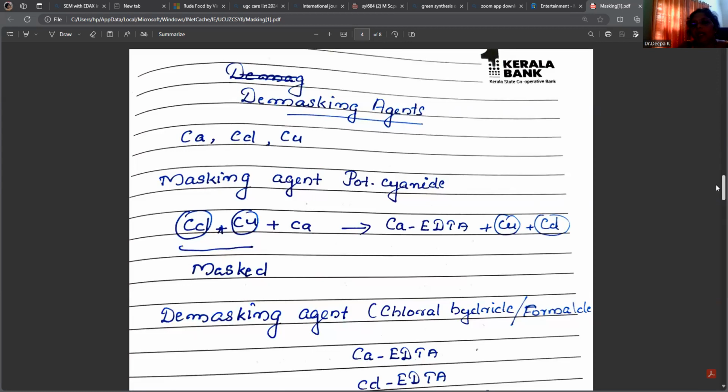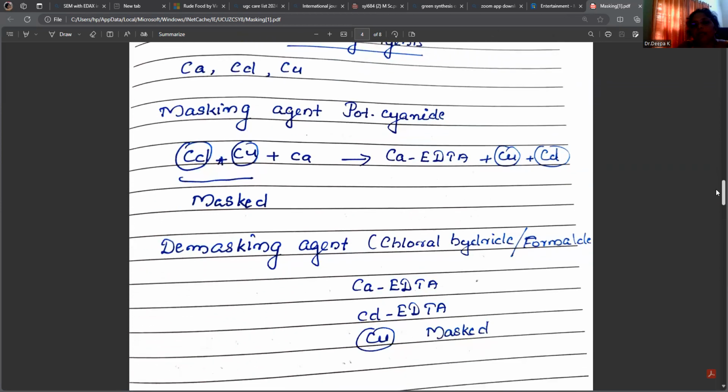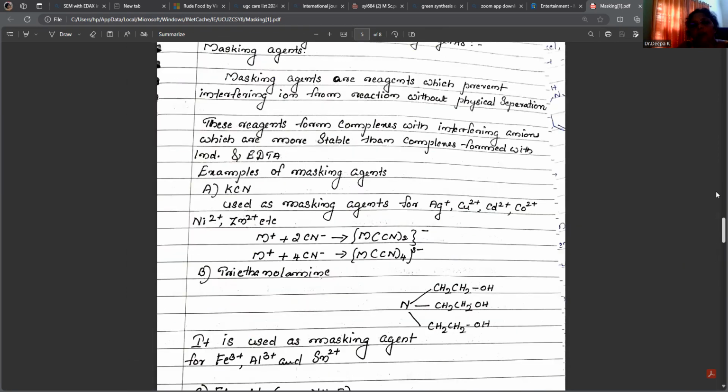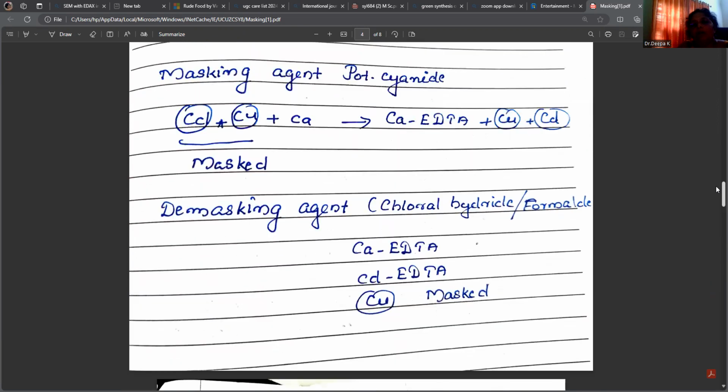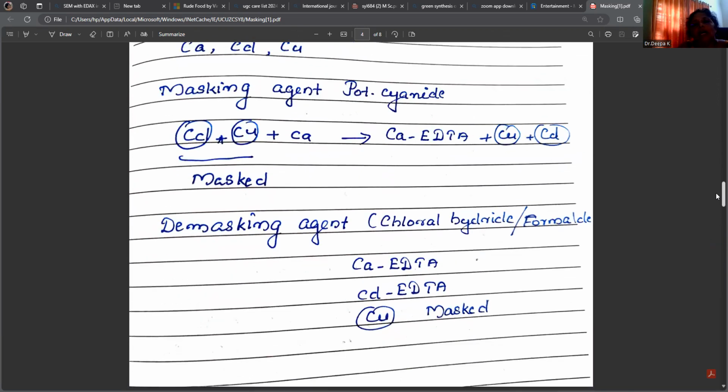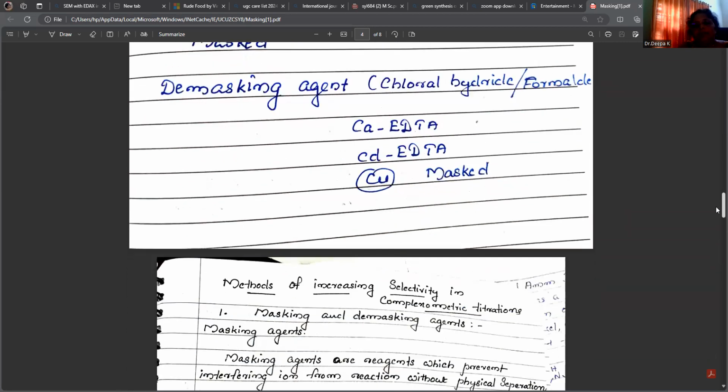Then, as the demasking agent, we use dichloral hydride or formaldehyde. Calcium EDTA, cadmium EDTA, and copper masked. Using this demasking agent, only cadmium gets demasked and copper is again masked. Now, from the total concentration of calcium, cadmium plus copper, and from the concentrations of cadmium and calcium, we can determine the concentration of copper.